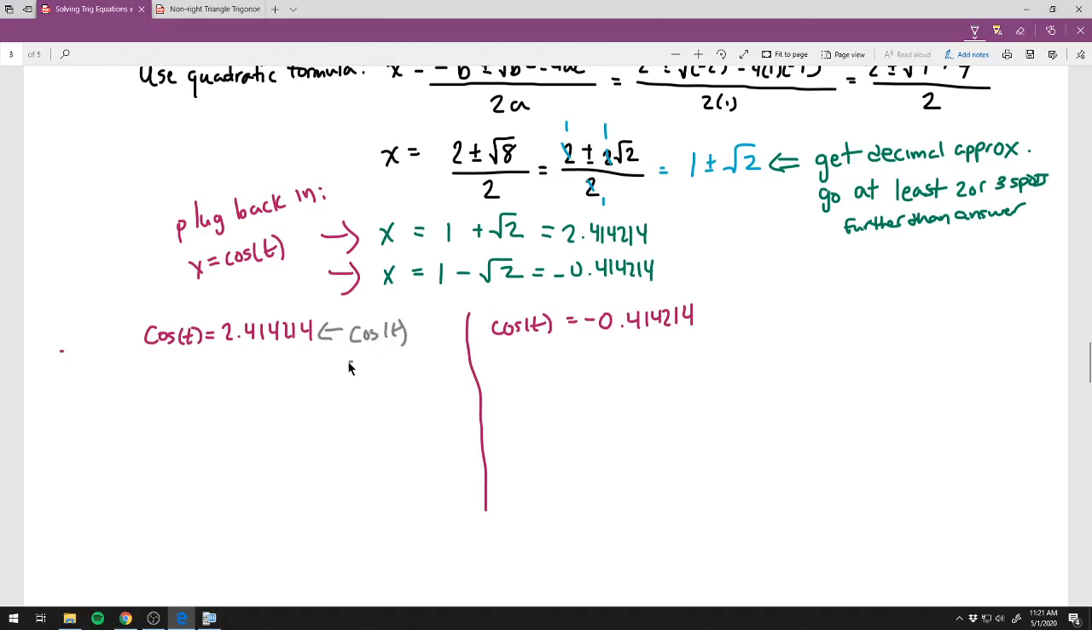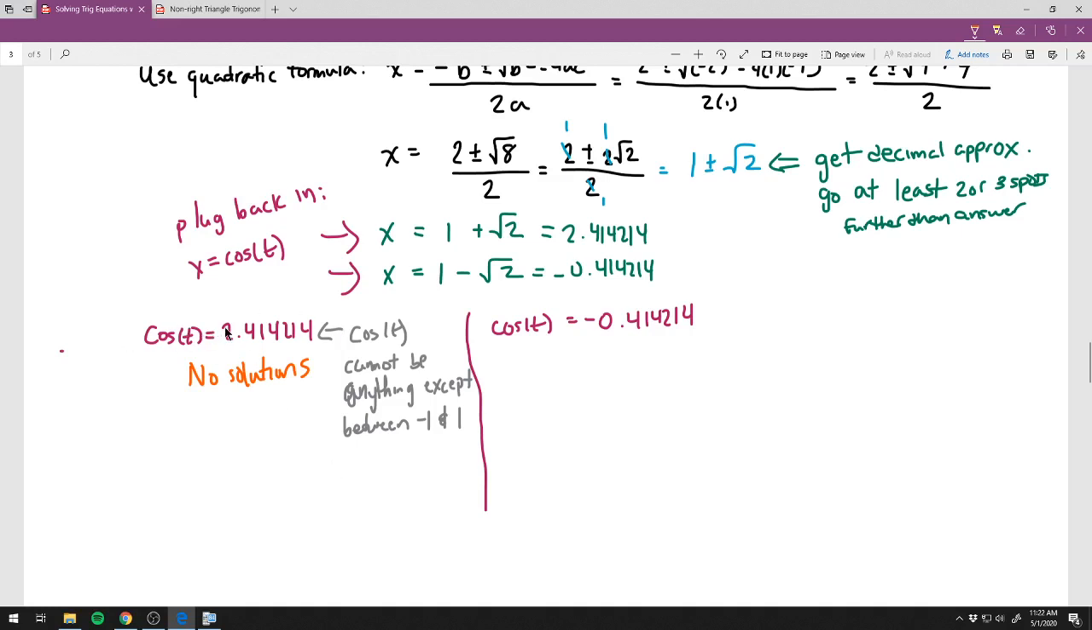The cosine of t cannot be anything except between negative 1 and 1. Right, meaning this is going to have no solutions. Now, it doesn't mean our final answer does, it's just this half of our equation doesn't.